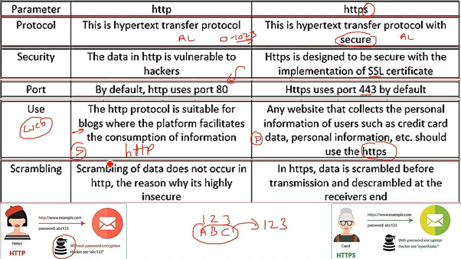There is one more important thing, which is scrambling. See, when you make eggs, sometimes you make a scrambled egg. So if you see a 1, 2, 3 packet going, scrambling means it can be scrambled. Sometimes 1 to 3 can be sent as 3 to 1. So in HTTP, scrambling is not there. In HTTPS, data is scrambled before transmission and de-scrambled at the receiver end. The scrambling of data does not occur in HTTP, which is why it is highly insecure.